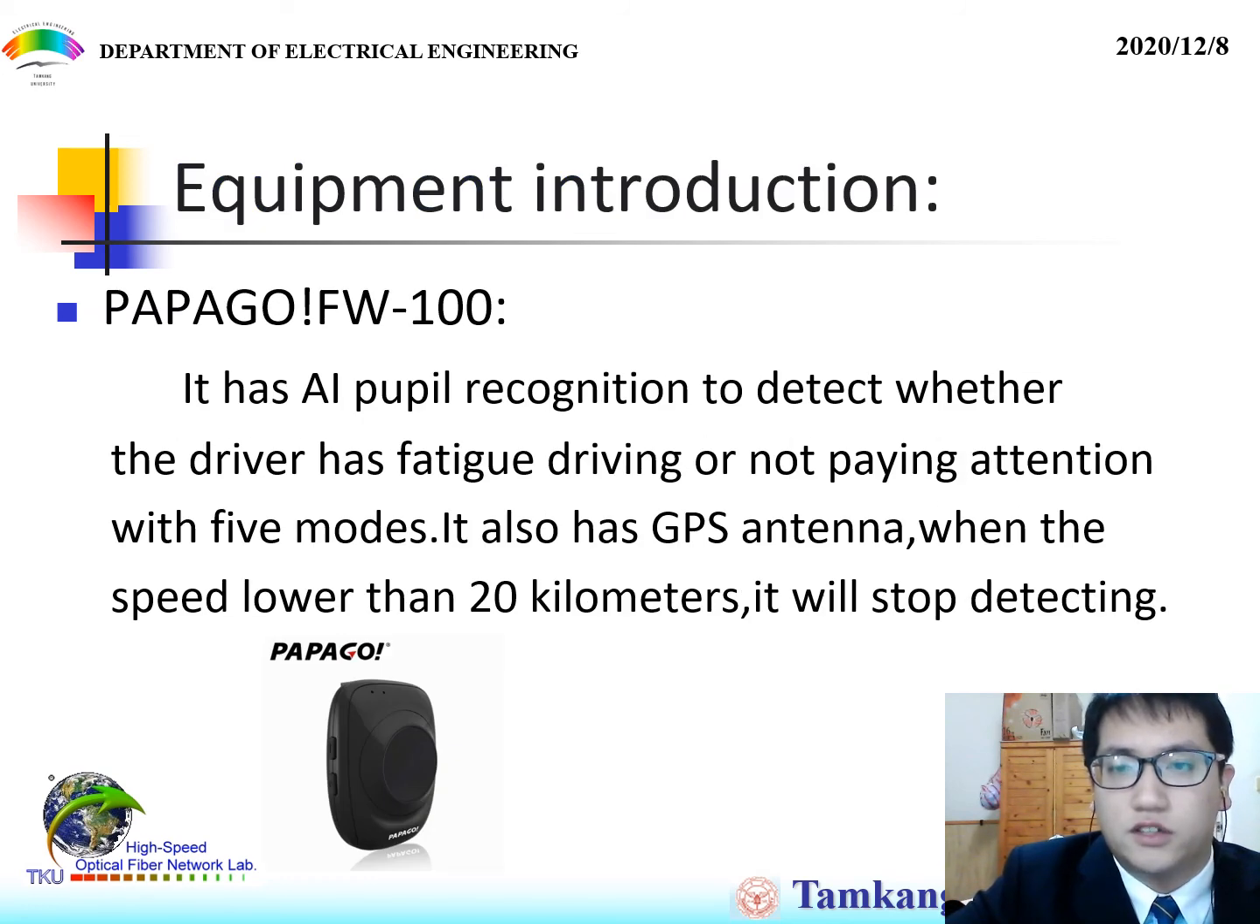In my research equipment introduction, I use the existing PaPaGo FW100. It has AI pupil recognition to detect whether the driver has fatigue driving or is not paying attention, with flight mode, and it also has a GPS antenna. When the speed is lower than 20 kilometers, it will stop detecting.